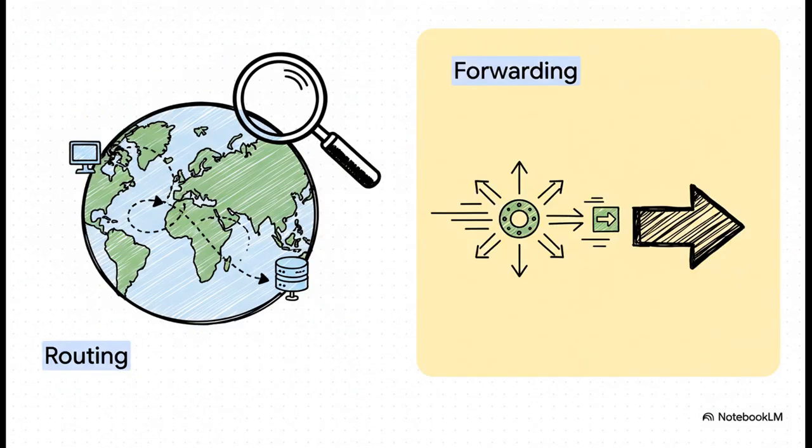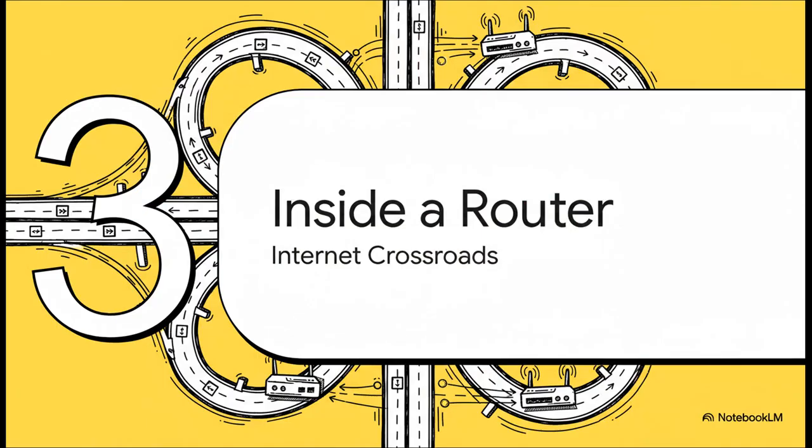So, to put it simply, routing is that global process, figuring out the path. But forwarding, that's the local action, the actual moving of a packet at a single crossroads. And it's this high-speed forwarding, which is also called the data plane, that we're really going to focus on today. Okay, so our packet has just left your device and it's arrived at its first major crossroads, a really specialized piece of hardware called a router.